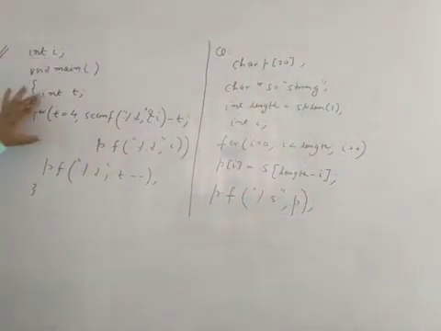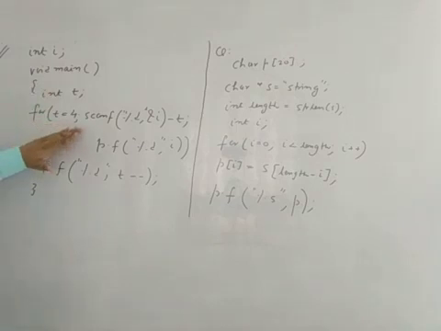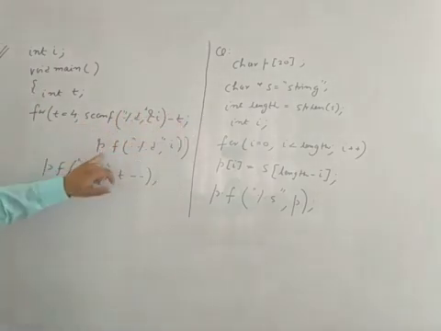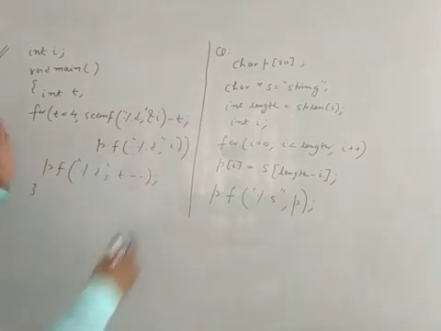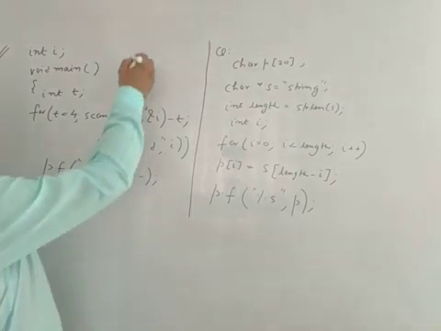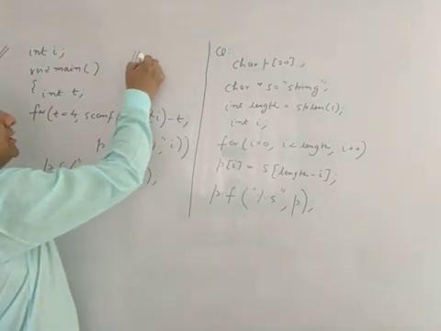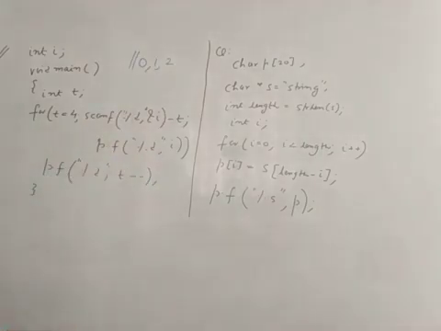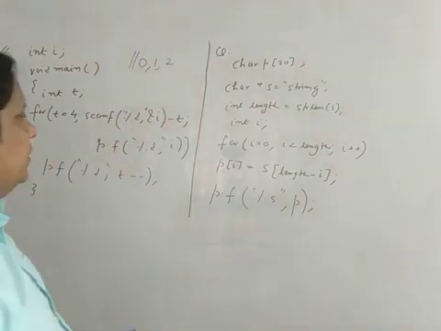int i; while main int t; for t is equal to 4; scanf percentage d comma address of i minus t; printf percentage d comma i. It's a part of the loop only. Then this is the body of the loop: printf percentage d comma t minus minus. So you have to tell me the output of this code for the following inputs. Inputs are 0, 1 and 2. For these three inputs you have to tell me what is the answer of the code, right?